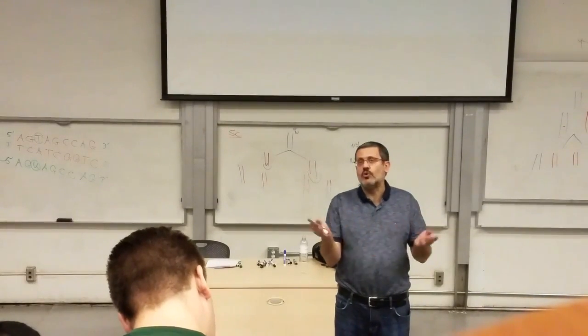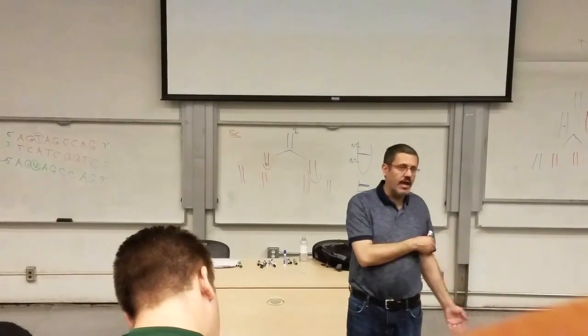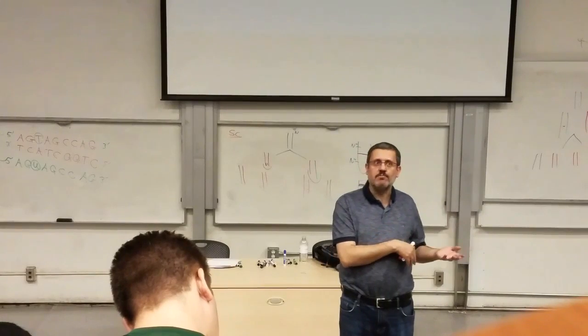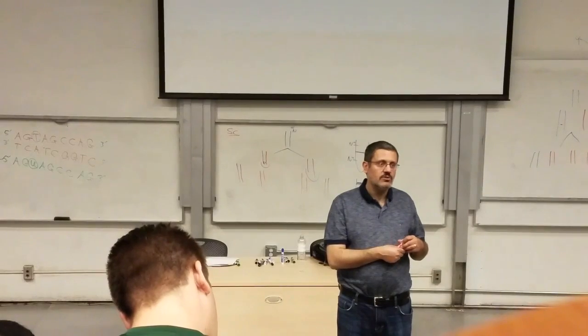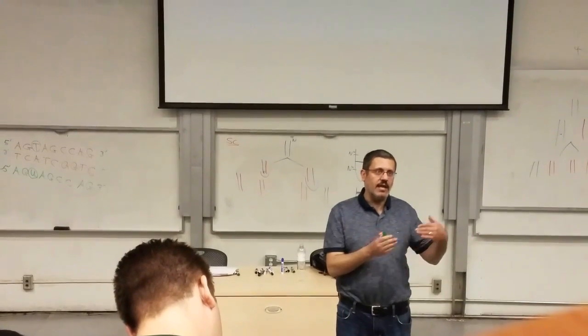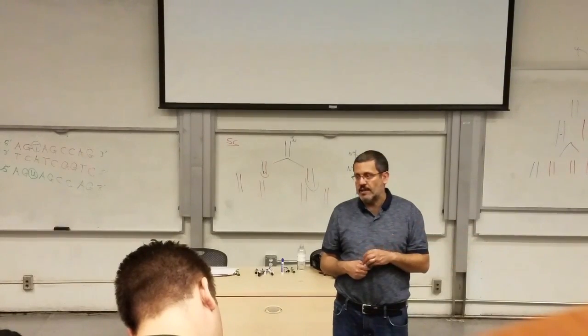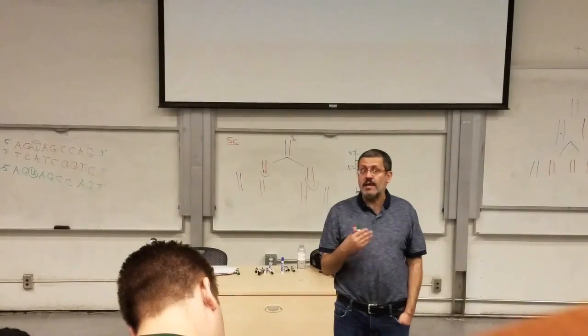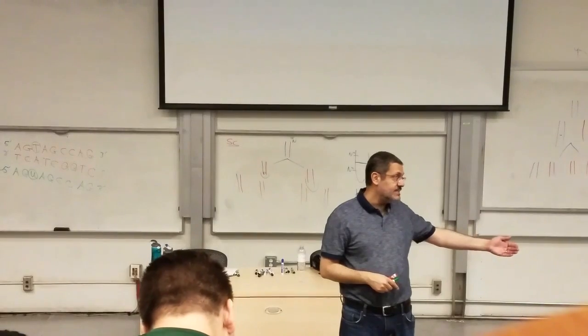True or false: the mRNA in eukaryotes picks up a 5' poly A tail. When it's being processed, it picks up a poly A tail at the 5' end. That's false. It picks up a 5' guanosine cap. The 3' end is the poly A tail.